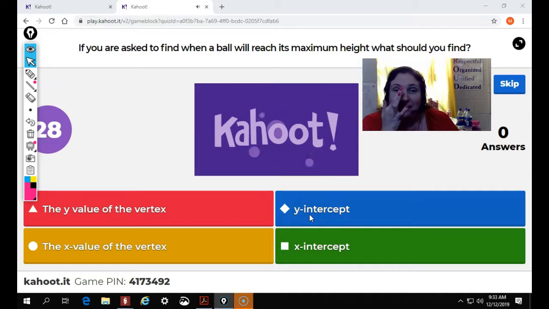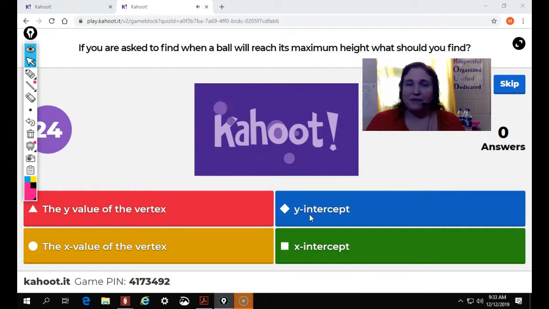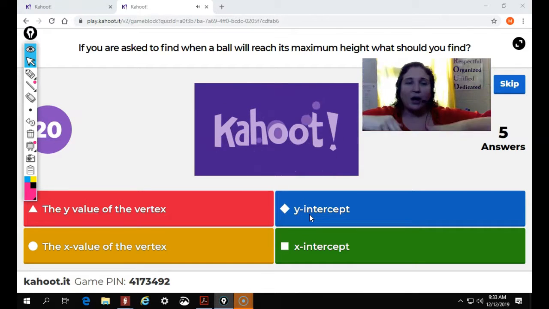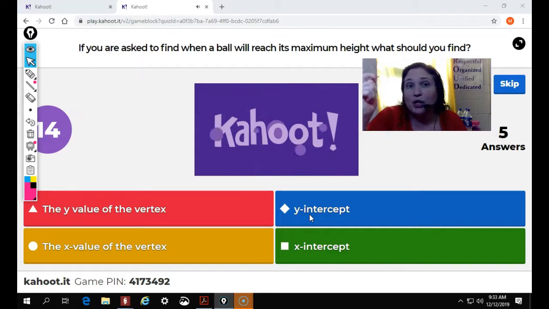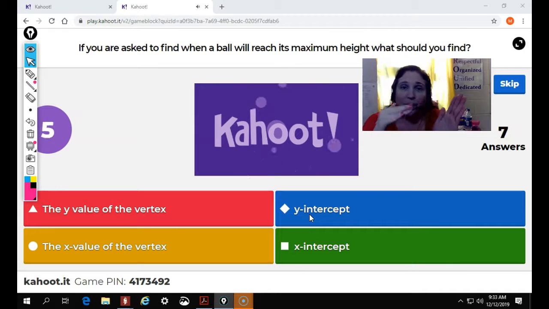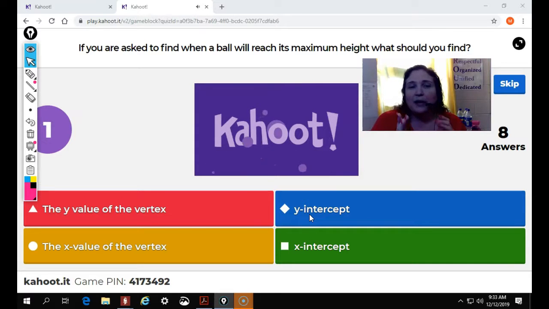If you are asked to find when a ball will reach the maximum height, what are you trying to find? When it hits the very top, what are you looking for? Are you looking at the y value of the vertex? The x value of the vertex, remember the vertex is the turning point, that's what you care about. Or do you care about when it hits the y-intercept? Nope, that's when the time is 0. Or when it hits the x-intercept? Nope, that's when the ball lands. So you basically care about the vertex.